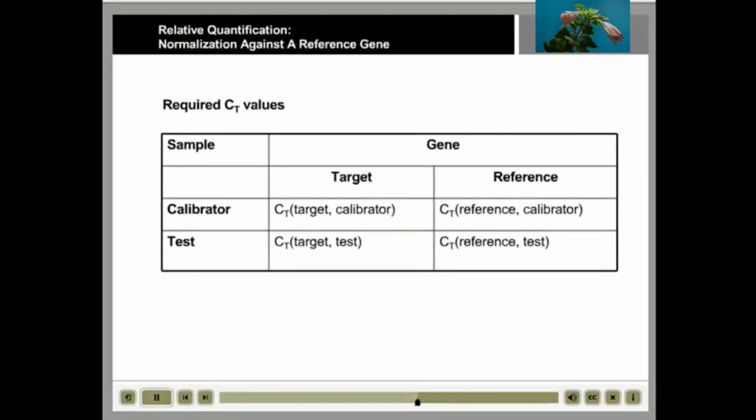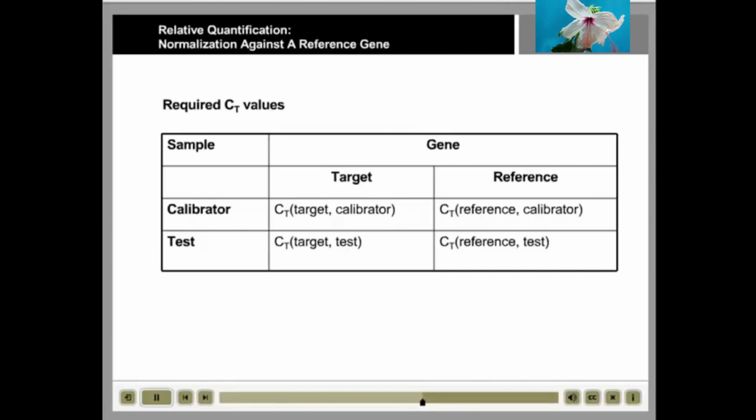As with the unit mass method, at least one calibrator sample is required in addition to the test samples. The method also requires at least one reference gene and at least one target gene. The target gene is also referred to as the gene of interest.